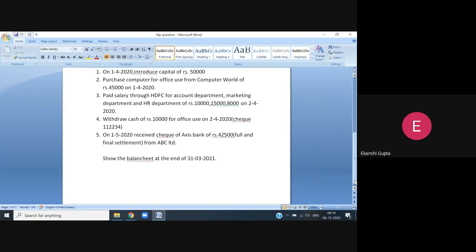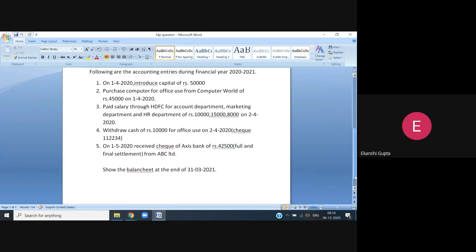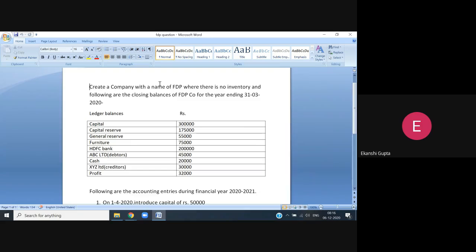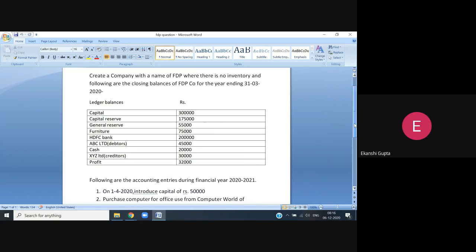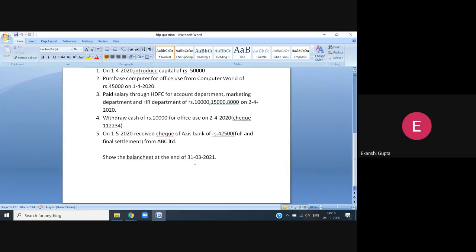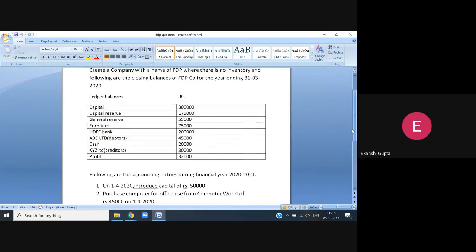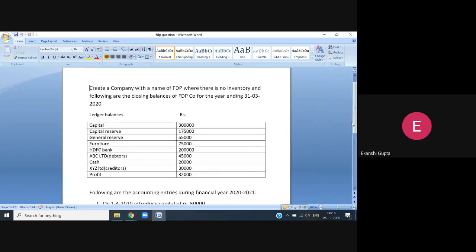So here in this question, you need to create a company with FTP name where there is no inventory. That is, you need to maintain accounts only, though you need to show your balance sheet at the end of 31st March 2020 for that period. Therefore, you need to begin the financial year beginning from 1st April 2020.